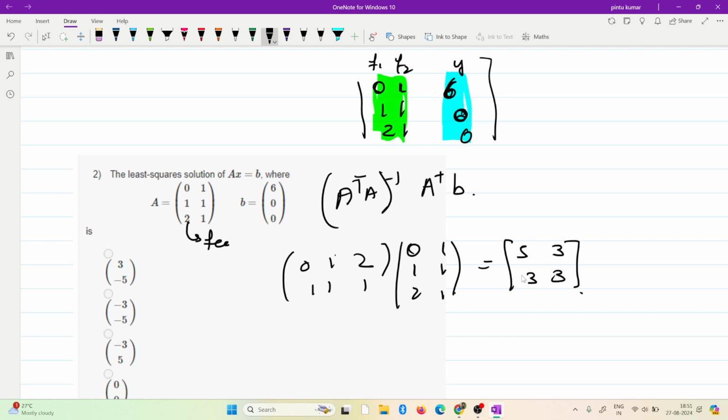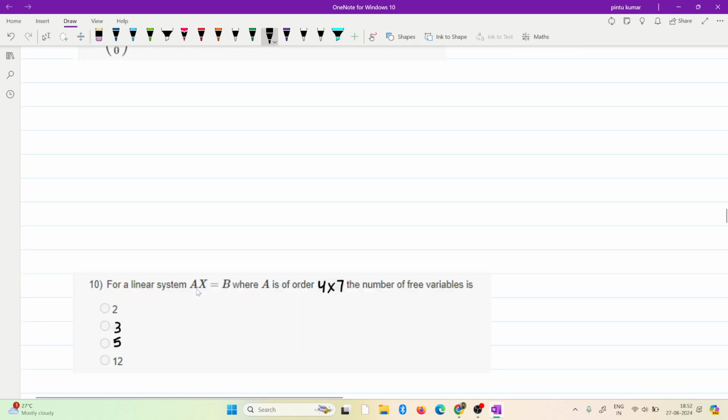And then you can find its inverse. This is 15. The determinant is given by 15 minus 9, which is 6. You swap these entries, and you multiply the off diagonal ones by minus. Okay, I think this is how you do it. So this is A transpose A inverse. Then you multiply it with A transpose and you multiply it with B. You will get your least square solution.